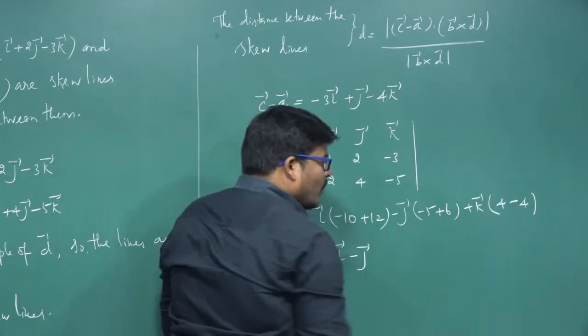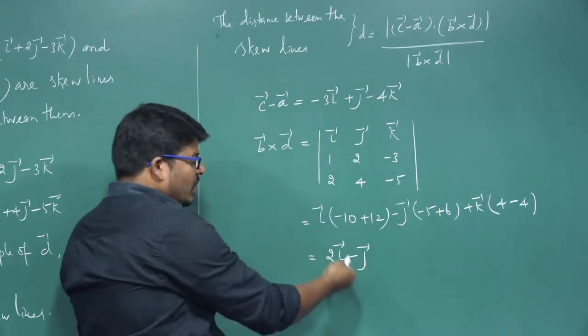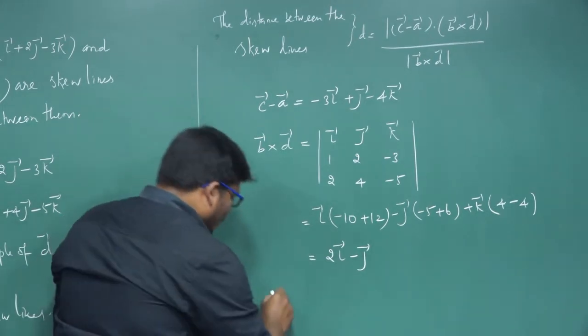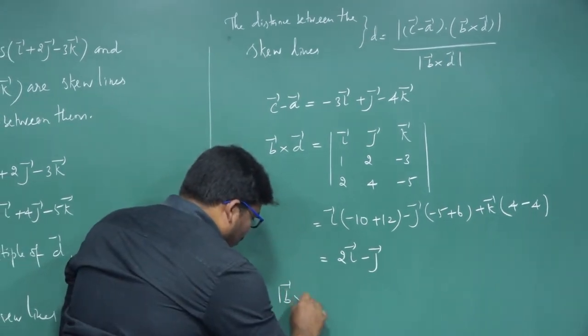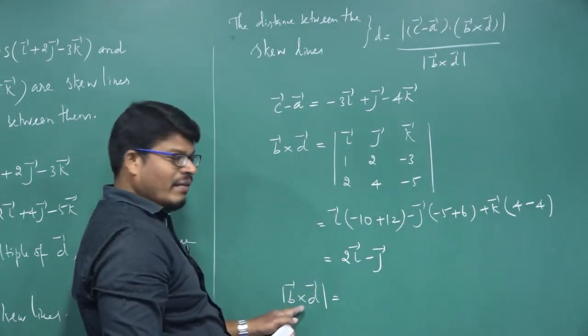Next one, 4 minus 4 is 0. 0 times anything is 0. Getting B cross D is 2i vector minus j vector. Now find the modulus of B cross D, that is the magnitude.